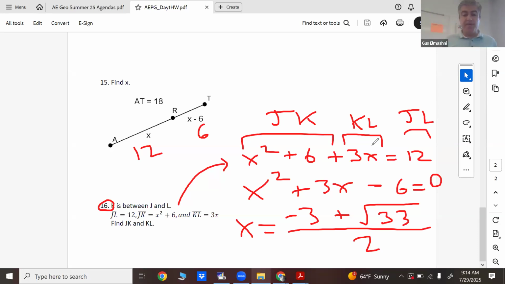Don't bother trying to find JK and KL. That is just crazy. You solve for X, that's cool. If you were to throw it back into here and here to figure out JK and KL, that's just silly. So don't worry about that. But if you at least saw this, that's cool. That's good. Okay, so we're all good on that? Okay, great. So let's start the pretest.